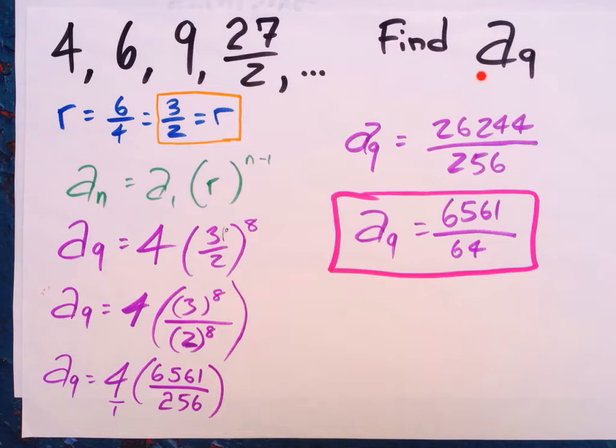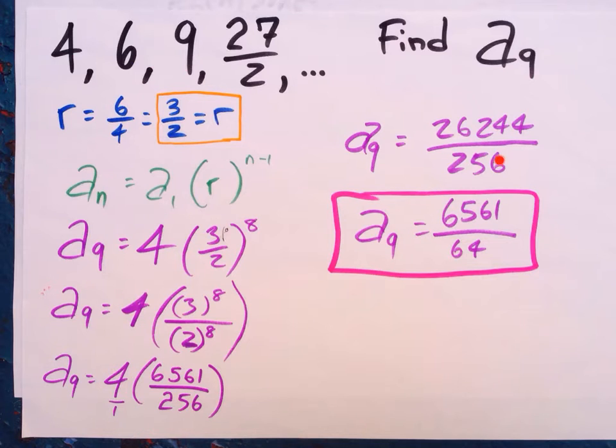In this case, we're going to be looking for the 9th term. So it's going to be a sub 9 equals the first term times the ratio, 3 over 2, raised to the 8th power. We're going to be then raising both the numerator and denominator individually, which gives us 6,561 over 256. When we multiply across, 4 times 6,561, that's going to give us 26,244 over 256, still, because 4 is the same as 4 over 1.